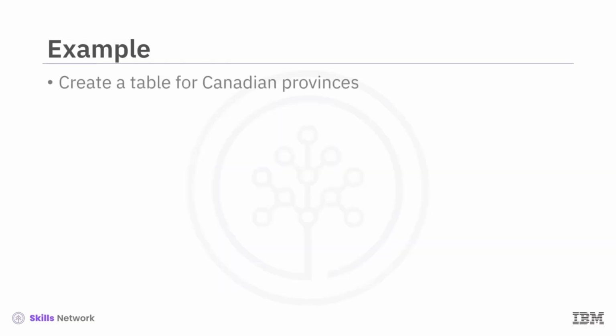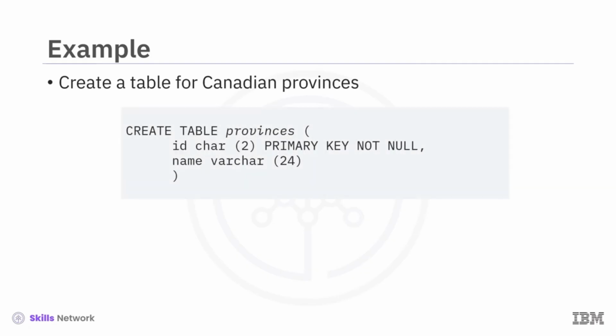For example, if we want to create a table for provinces in Canada, you would specify create table provinces, parentheses, ID char 2 primary key not null, comma, name varchar 24, parentheses. In this example, the data types used are char, which is a character string of a fixed length, in this case 2, and varchar, which is a character string of a variable length. In this case, this variable character field can be up to 24 characters long.